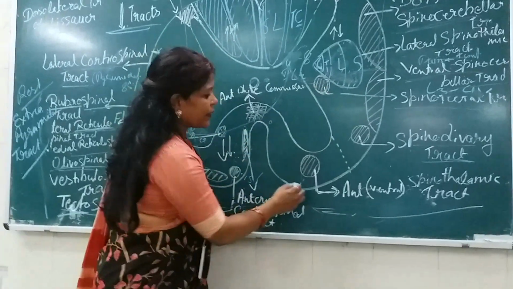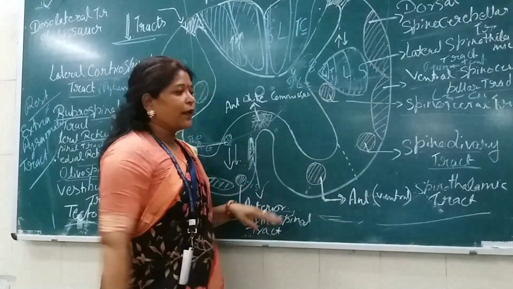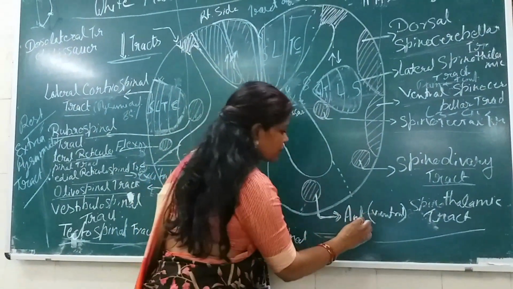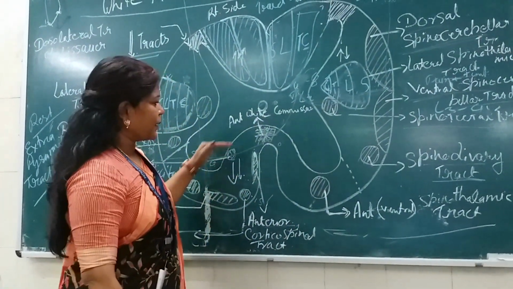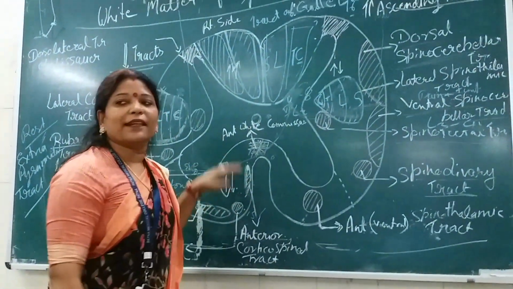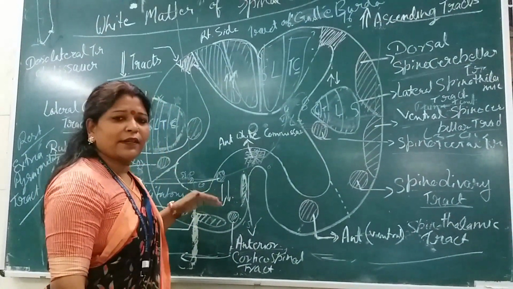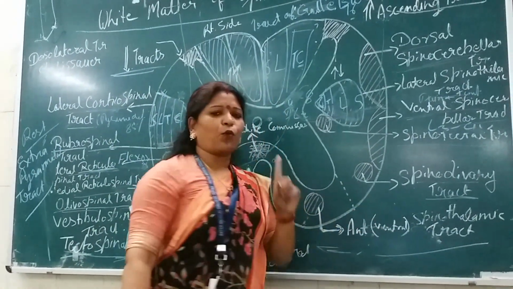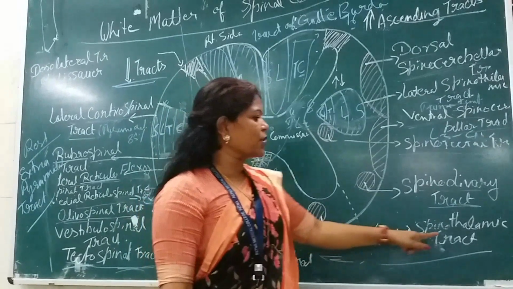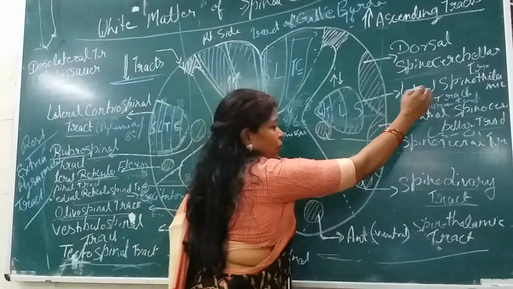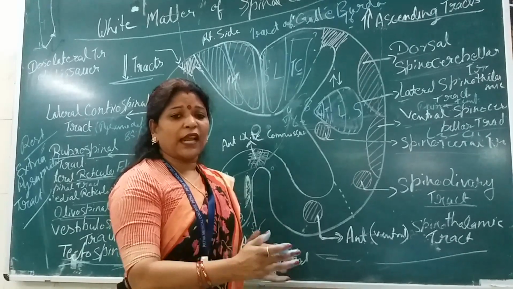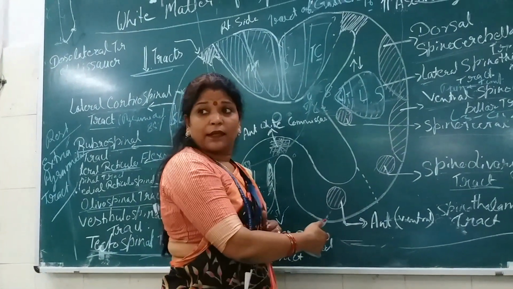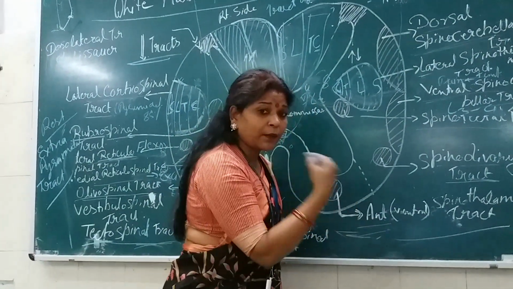Now its counterpart is in the anterior compartment, where there is only one ascending tract, because I have said that the anterior funiculus is mainly motor. There are so many descending motor tracts there, but when you think about ascending tracts, there is only one. That is the anterior or ventral spinothalamic tract. This is not the divided pain and temperature tract. Don't get confused. One is lateral and its counterpart is medial or anterior. It is carrying other modalities of sensation.